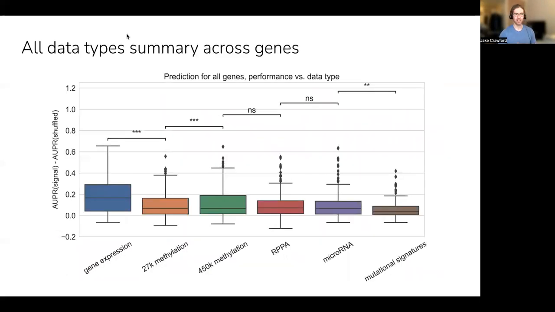And we can also look at a box plot that summarizes across all genes. So again, y-axis is difference against the permuted baseline, and each column is a data type. And you can see that mean performance for gene expression is a little bit better.